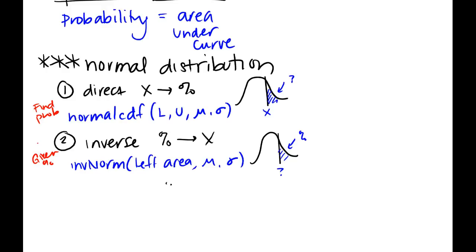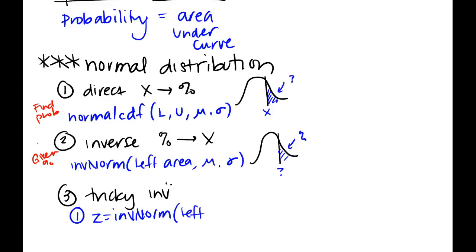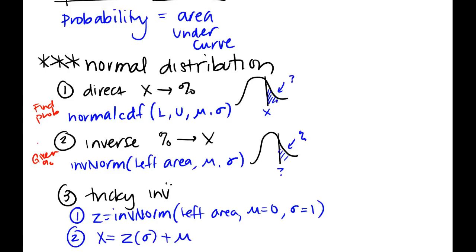The last type of normal question was our tricky inverse. These had 2 steps. Step 1 was to find a z-score using inverse norm with our left area and a mean of 0 and a standard deviation of 1, so that we're in the z's, and then to use our formula for the inverse formula to find whatever our missing piece was. And this is where we want to find the mean or the standard deviation.